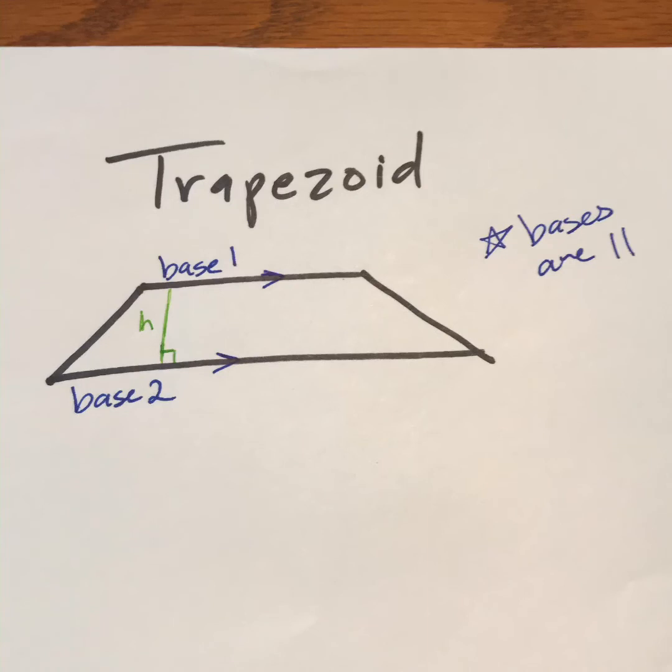The height of this is, again, of course, as always, our key idea for all of our areas, measured at 90 degrees. The height here is measured perpendicular, that is at 90 degrees intersecting each of our bases.